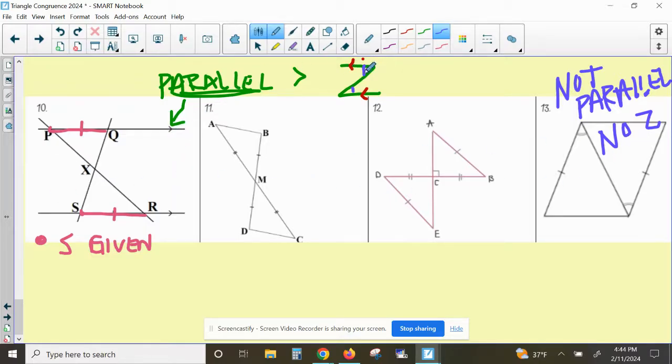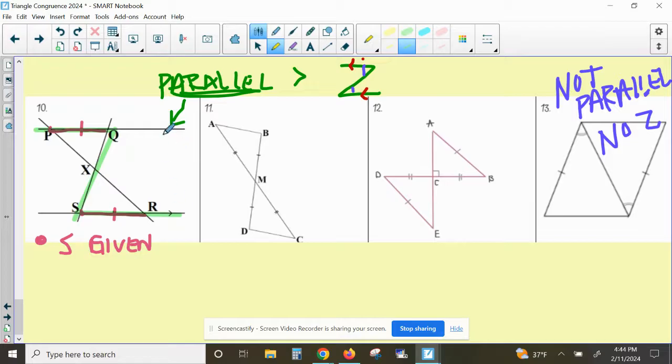So since they're parallel, we're going to look for a Z. I'm going to do a Z in a different color. I'll do him in this green. So I see two Z's. I see a forward Z from here to here to here. And I also see a backward Z from there to there to there. I could use whichever one I want. I could actually use both. Let's just use one of them. I'm going to use the one from here to here to here.